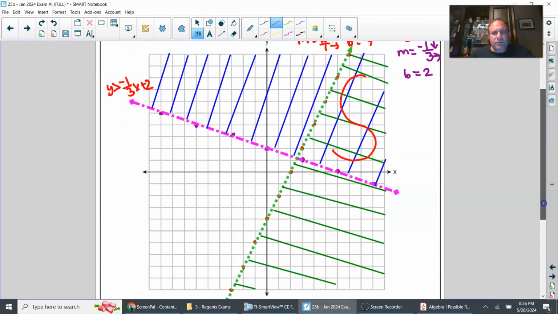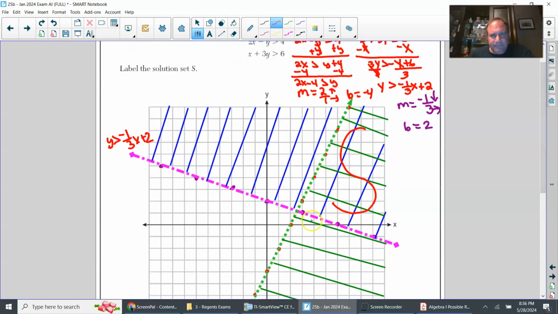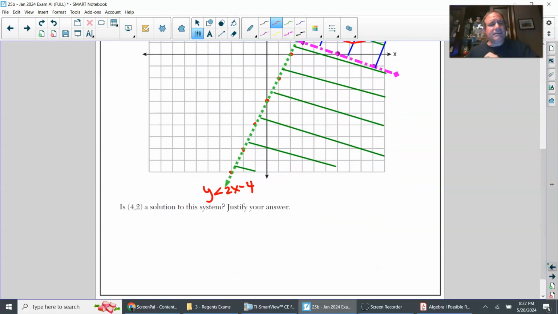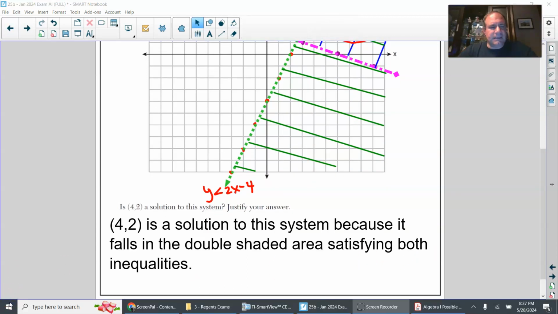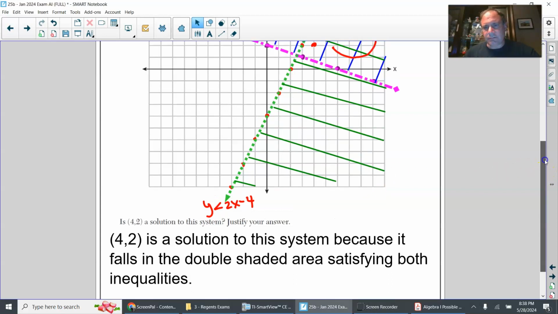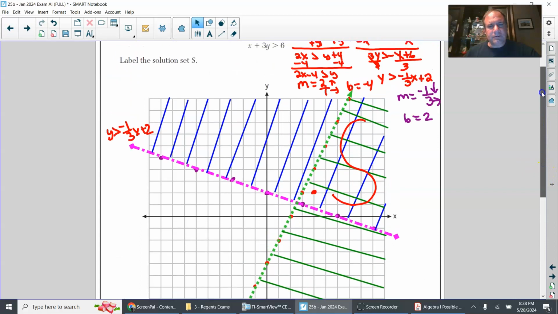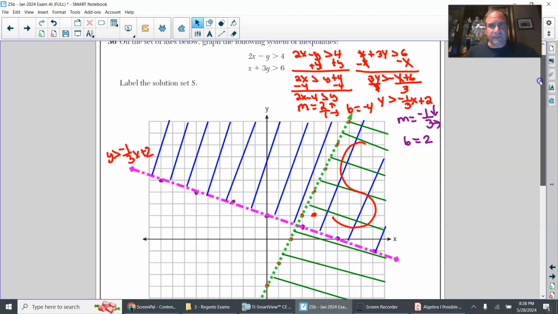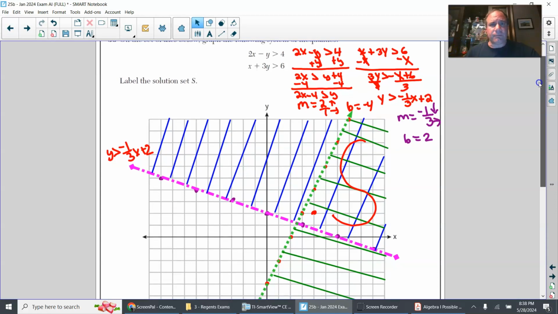Is 4, 2 part of the solution? So 4, 1, 2. Right there. 4, 2. So yes, it's part of the solution set because it falls within the double shaded area. And 4, 2 is the solution to the system because it falls in the double shaded area, satisfying both inequalities. That is a graphing inequalities question. Pretty long too, because you have to solve each of the inequalities for y.